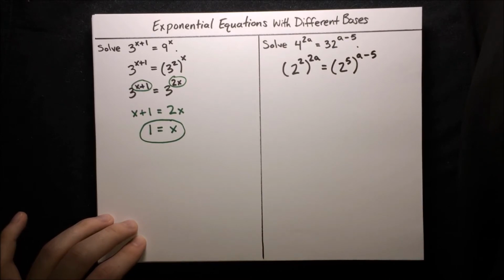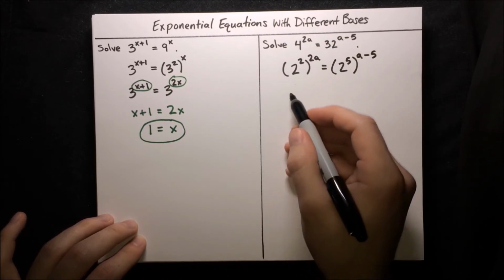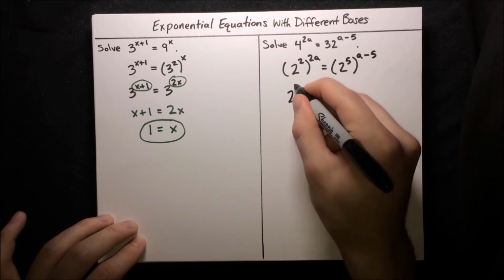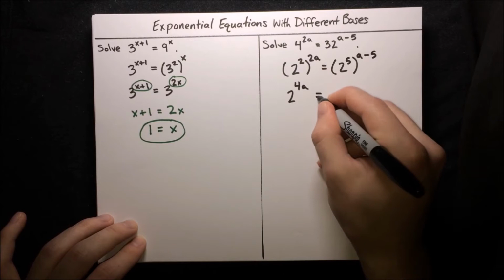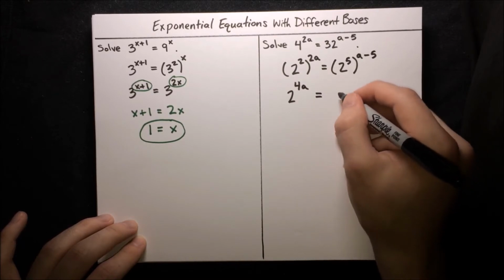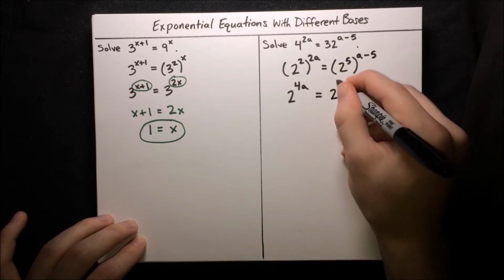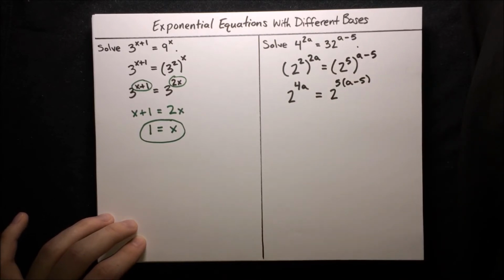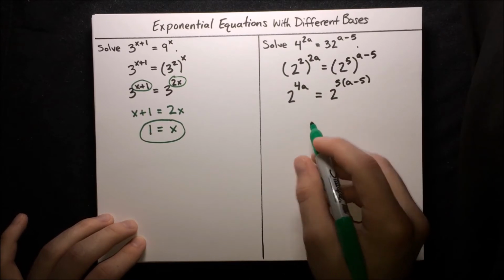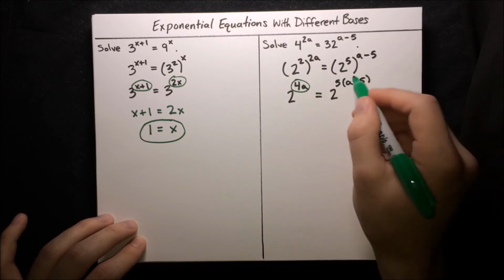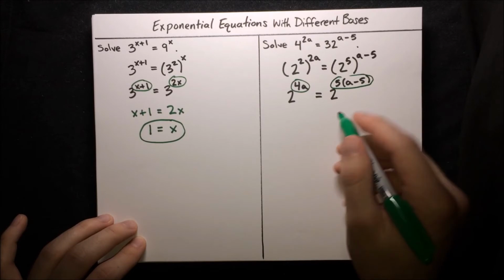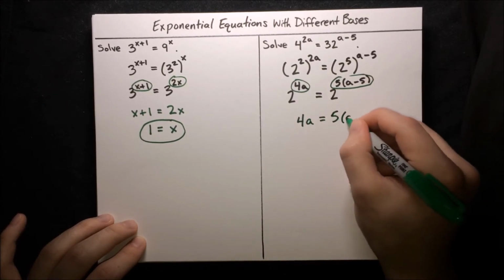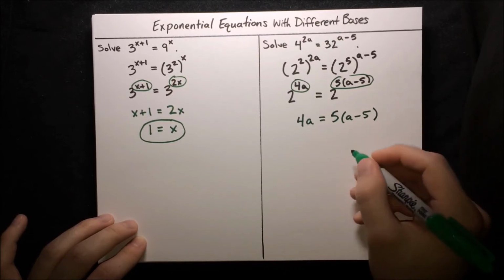Now we go ahead and simplify using our exponent rules. We just have to multiply the exponents here, so this becomes 2 to the 2 times 2a, so 2 to the 4a, is equal to 2 to the 5 times a minus 5. So just write that as 2 to the 5 times a minus 5. And now, since the bases are the same, 2 and 2, we can set the exponents equal. So 4a is equal to 5 times a minus 5. Write that down. 4a equals 5 times a minus 5, and now we just solve for a.